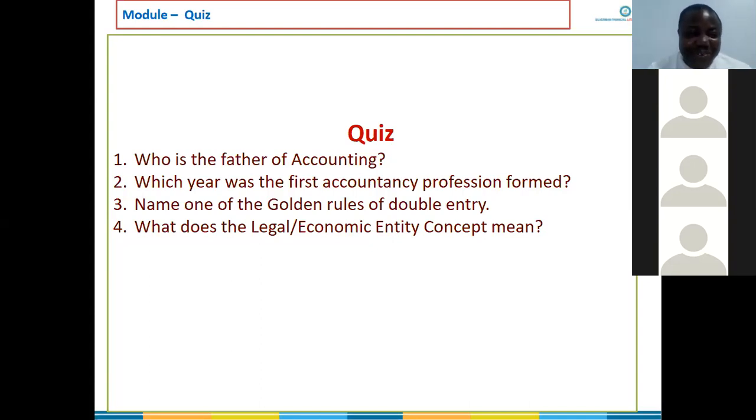So the last one is, what does the legal or economic entity concept mean? It's the principle that states that a business entity's finances should be kept separate from the owner, partners, shareholders and other people. So it basically separates the money that belongs to the business and the money that belongs to the owner. Okay, good. That is true. So we must separate our business from what the company or the business does. Our activity: personal must be personal, business must be business. Something like that. Thank you very much.